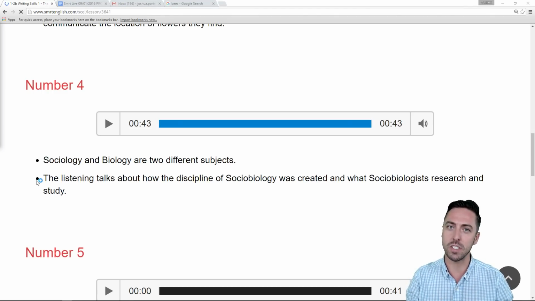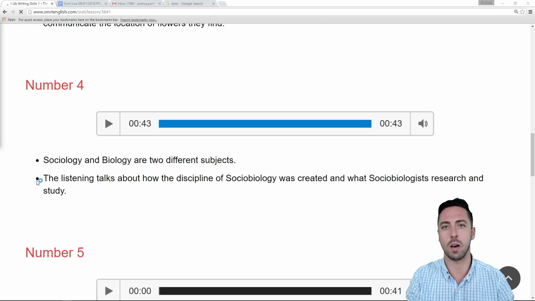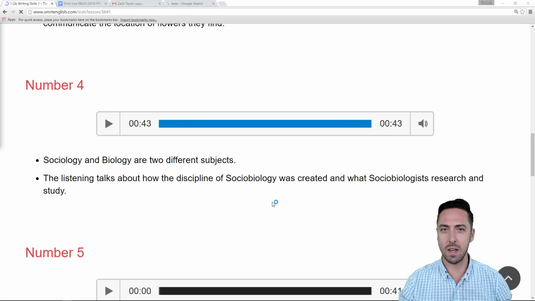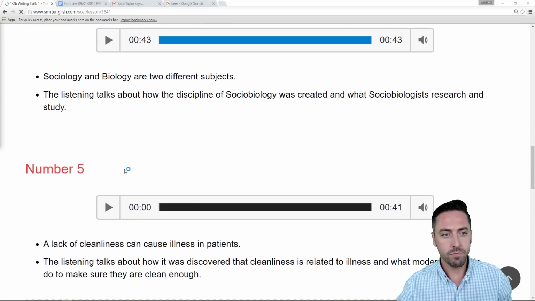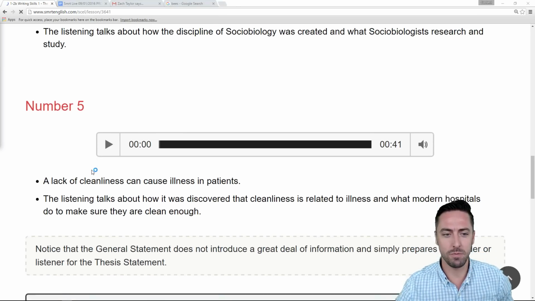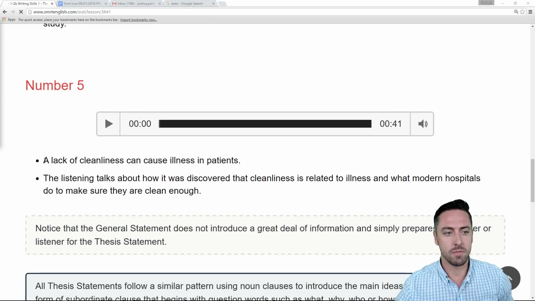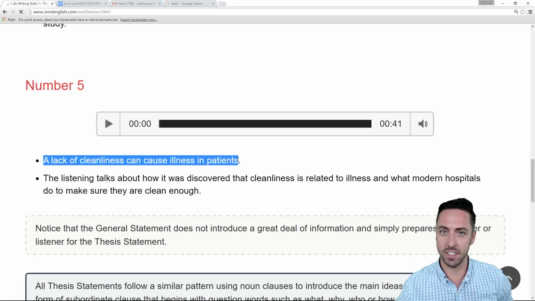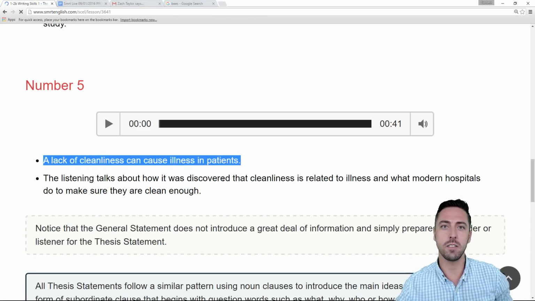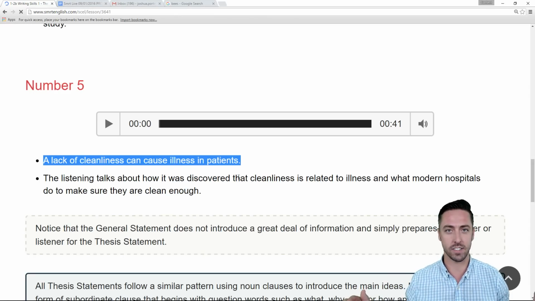It's not general, it's very specific, and it's usually a strong sentence. We often use modals of obligation, like must or should, to show the strength of that thesis statement. And I'll go over examples in just a moment. I will type some up for you based on these subjects. So our fifth example is talking about a lack of cleanliness and that it can cause illness in patients. A lack of cleanliness. This means no cleanliness.